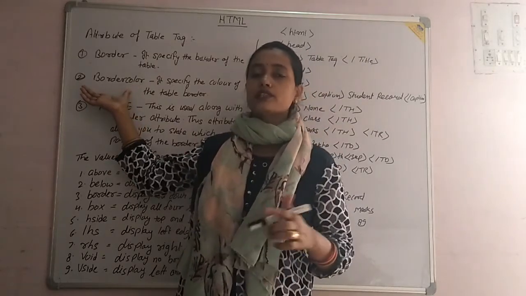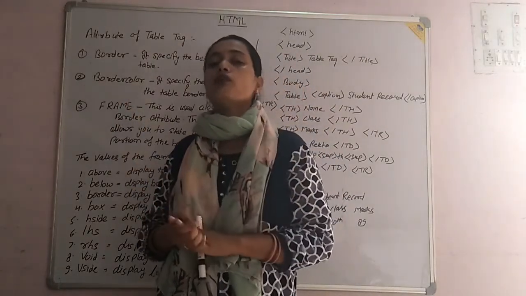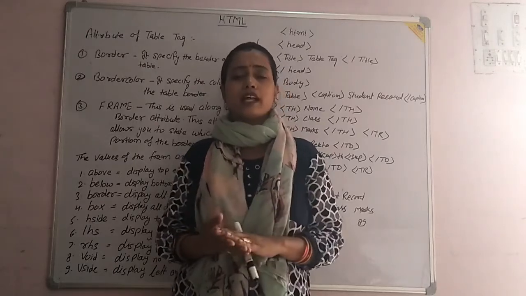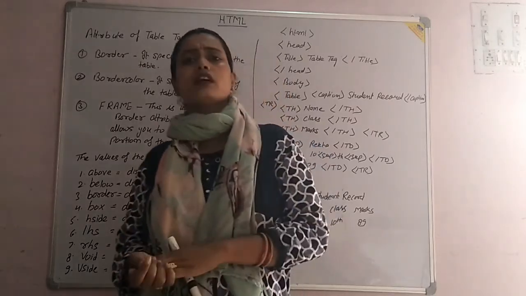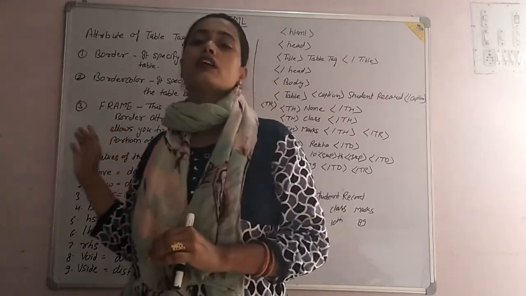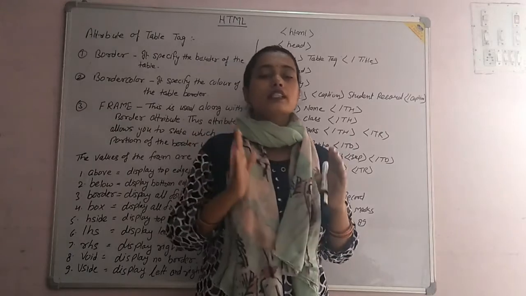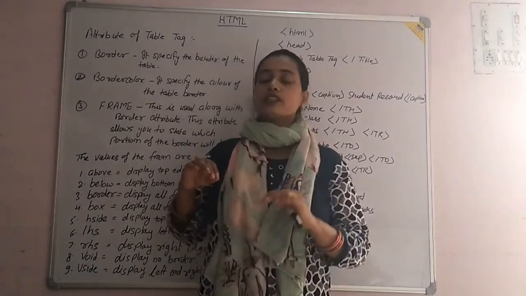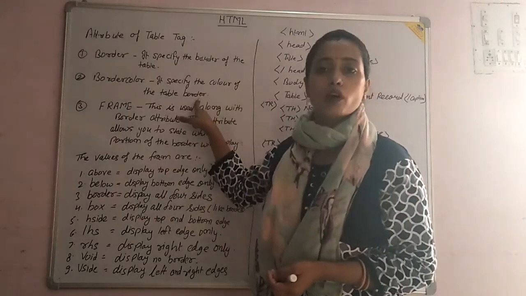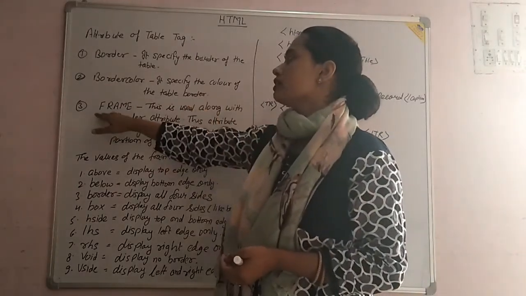Okay, next one is what? Border color. It is used for formatting the border, like you don't want the border color to be black always, you just want to change the color of the border. So you can use this border color in the table starting tag. Okay, so it is used to specify the color of the table border. Got it?